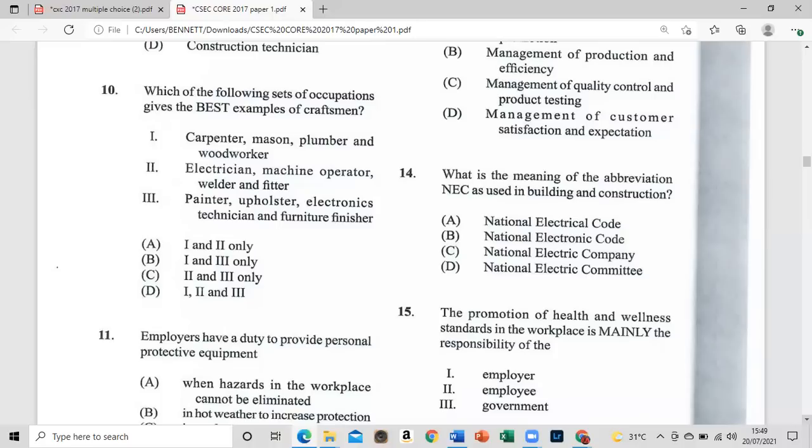all right? So next one says, which of the following sets of occupation gives the best example of craftsman? Is it carpenter, mason, plumber, and woodwork, electrician, or is it electrician, machine operator, welder, fitter, or is it painter, upholstery, electronic technician, and furniture finisher?